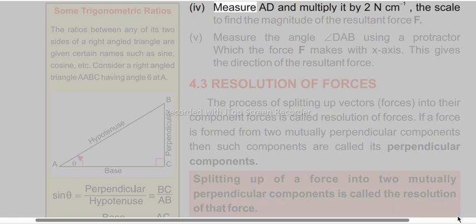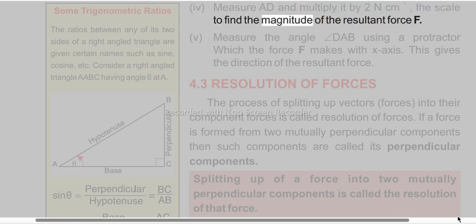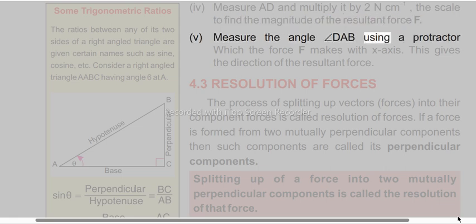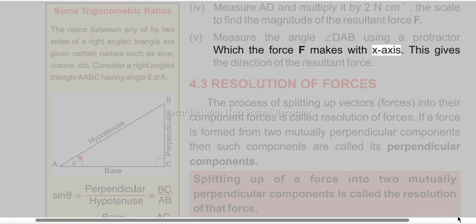4. Measure AD and multiply it by 2 N/cm, the scale, to find the magnitude of the resultant force F. 5. Measure the angle DAB using a protractor, which the force F makes with x-axis. This gives the direction of the resultant force.